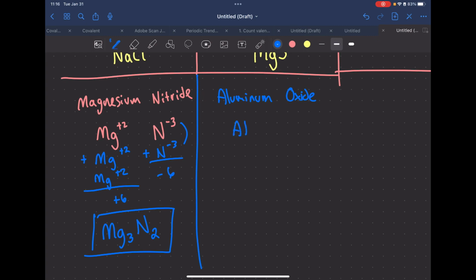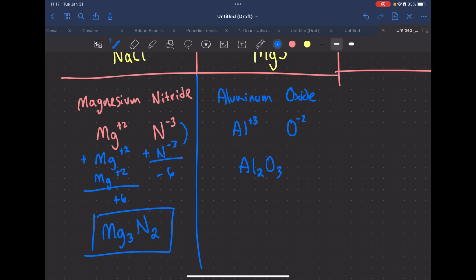Where's aluminum? It's 3. Is it Al? Oxygen is minus 2. You gotta do the same thing. It's Al2O3. Y'all get Al2O3? Yes. Al2O3.